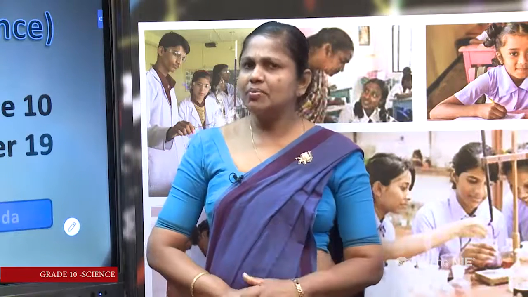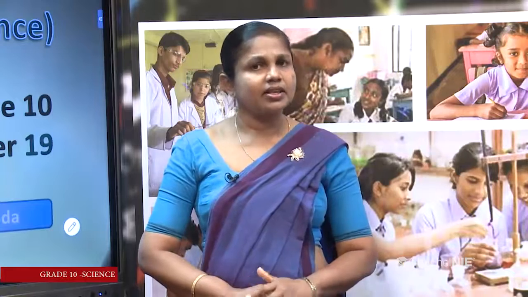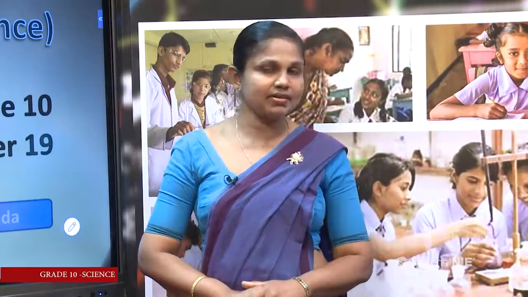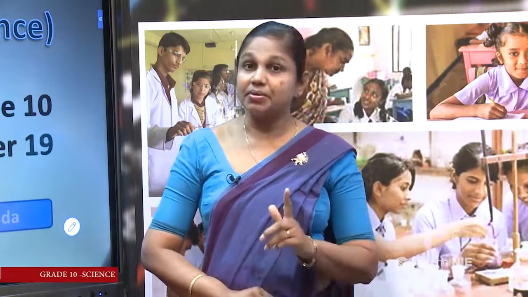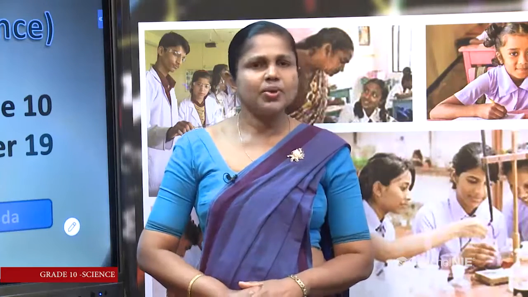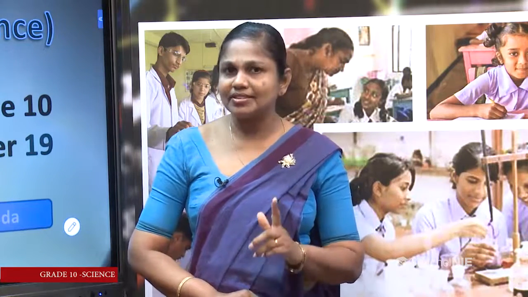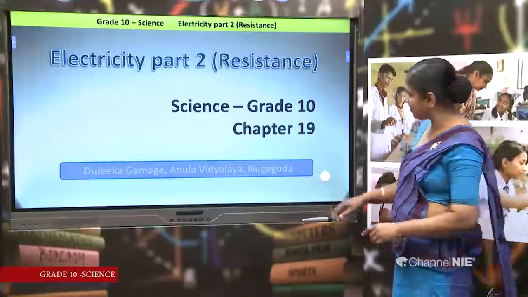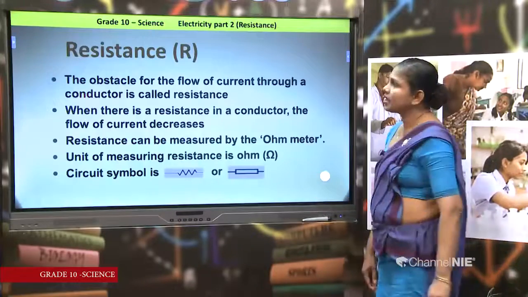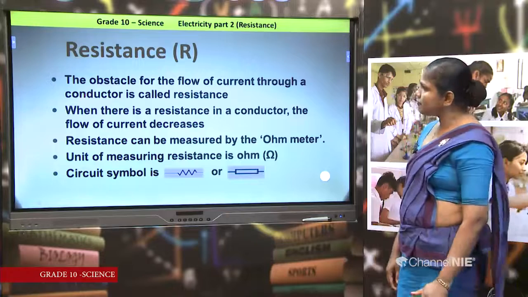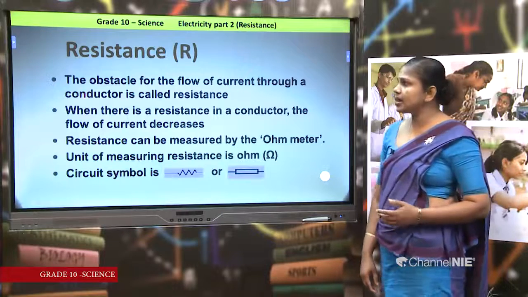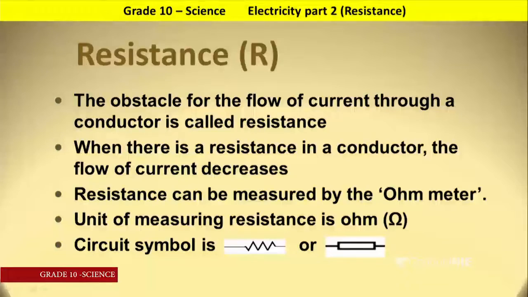Now, today we are going to learn the next measurement of electricity, that is resistance. We will see what this resistance is, children. The obstacle for the flow of current through a conductor is called resistance. When there is a resistance in a circuit, in a conductor, the flow of current decreases.